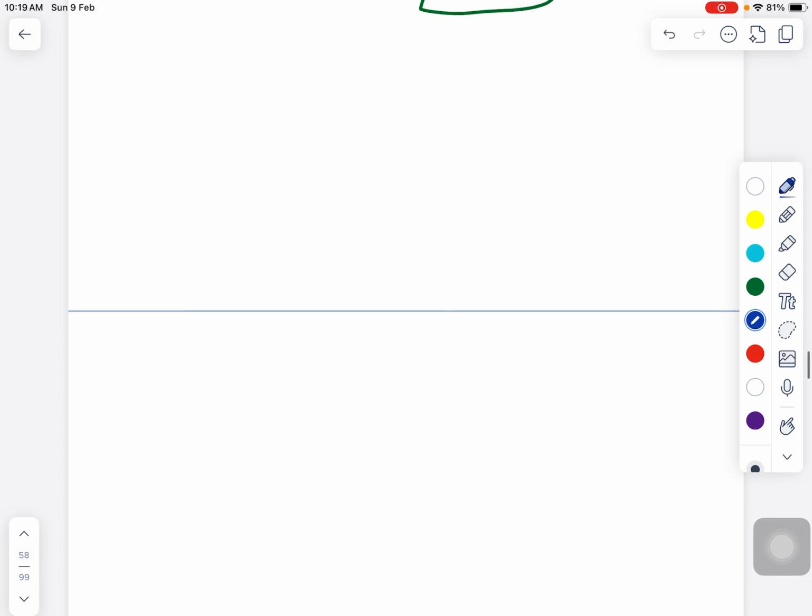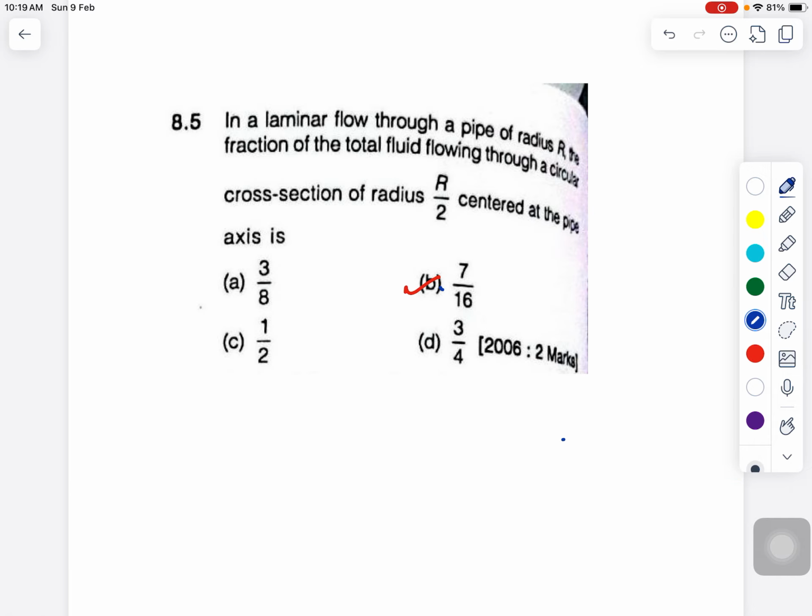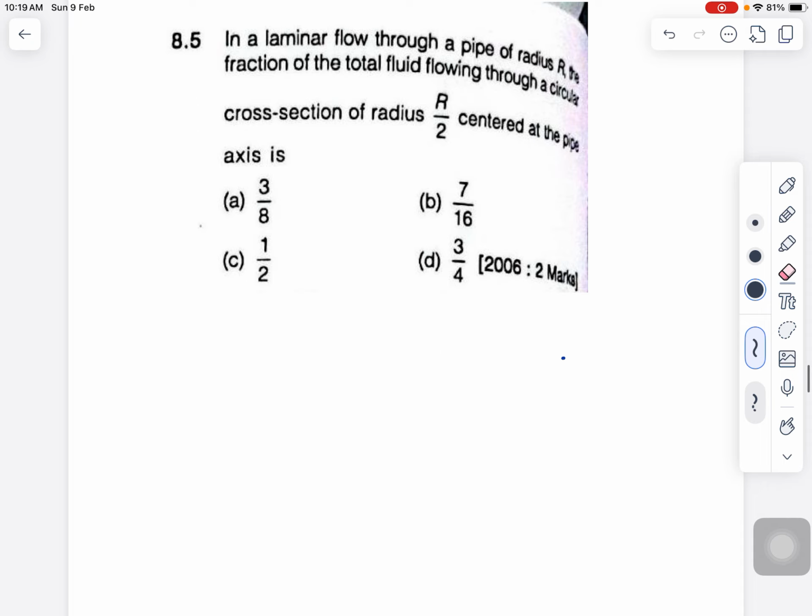Okay, after that I'll move towards the next question, and the next question says that in a laminar flow through a pipe of radius r, the fraction of total volumetric flow through a circular cross section of radius r by 2 centered at the pipe.